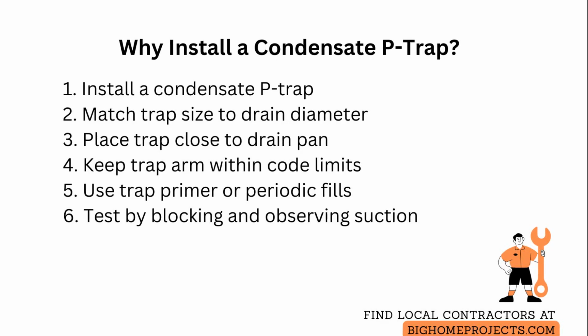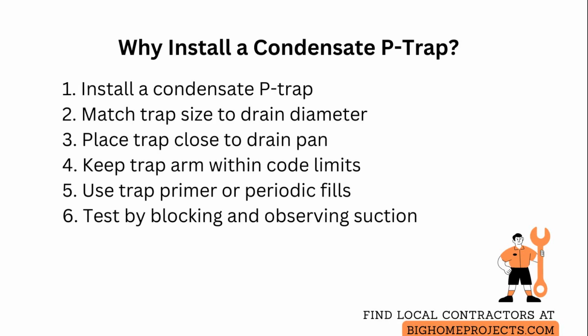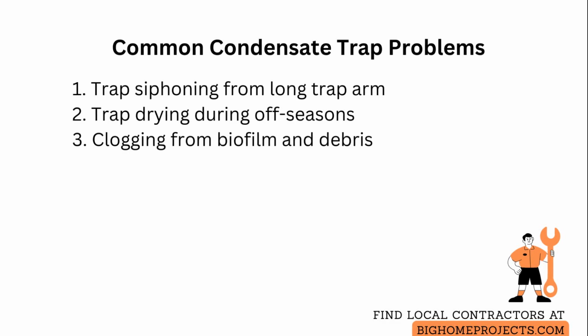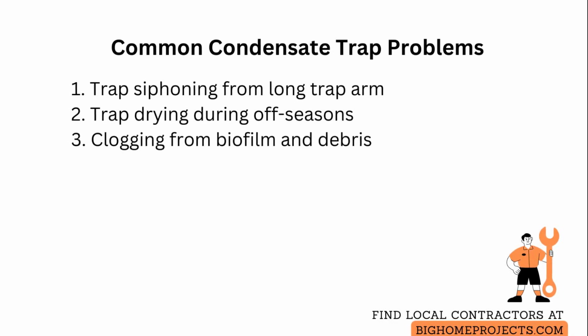Routine maintenance includes clearing algae and debris with a mild bleach solution and flushing the drain to preserve flow and maintain the water seal. Common issues include trap siphoning when the trap arm is too long or improperly sloped. Solution: shorten the trap arm to code distances and maintain proper level and pitch.